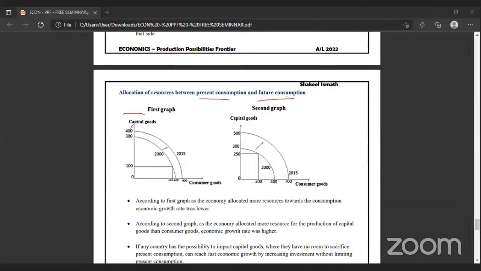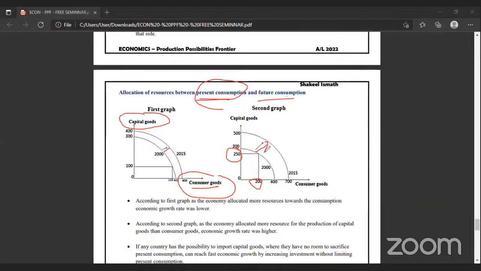If here is capital goods, here consumer goods, in 2000 the country allocated more to produce consumer goods. Economy will grow in 2015, but at a very slow pace. But if the economy decided to produce more capital goods in 2000 and a very small amount of consumer goods, they are sacrificing present consumption. For what? For the gaining of future economic growth.